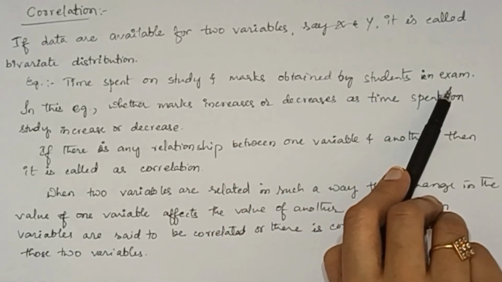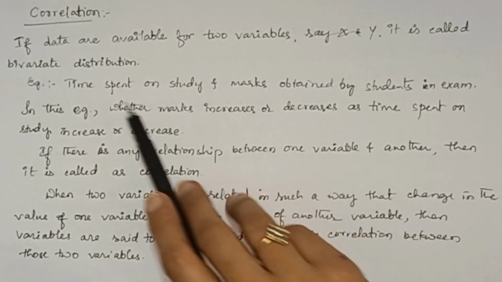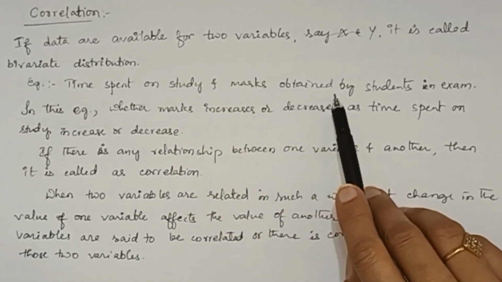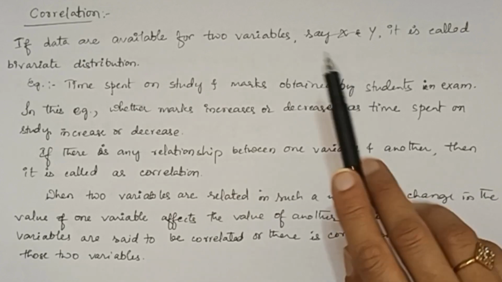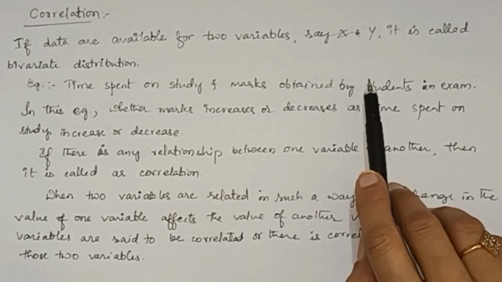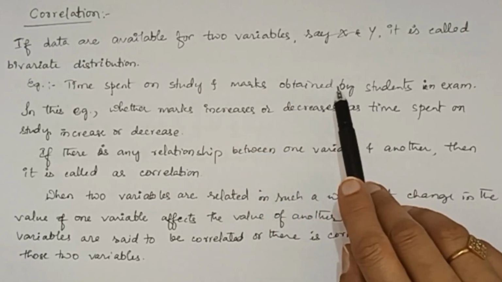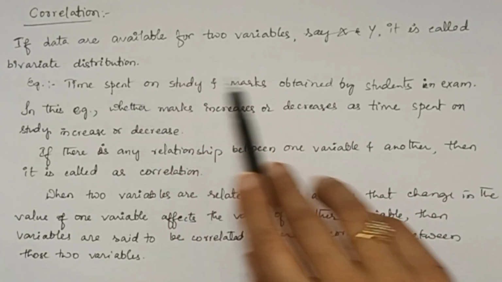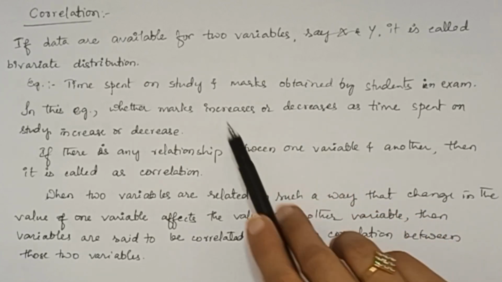So if you want to collect the data on this, then there are two variables. One is time spent on study and another variable is marks obtained by the student. So this kind of data is called bivariate data because there are two variables. Now, if you would like to find out the relationship between these two variables, in particular the linear relationship between these two variables, then we need a concept called correlation.